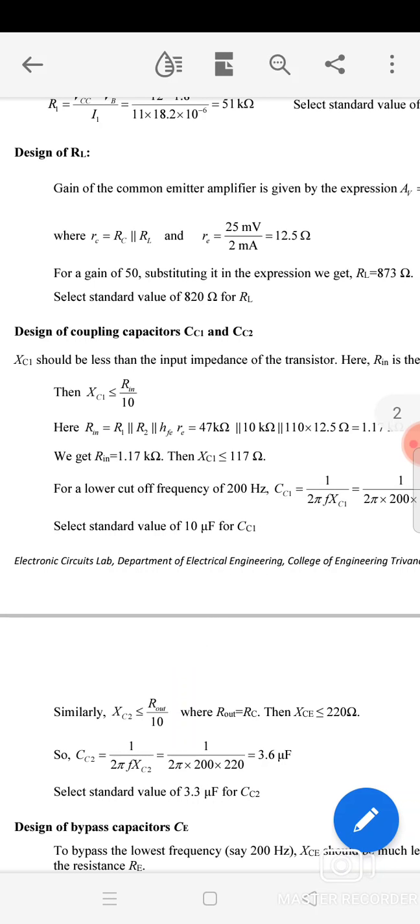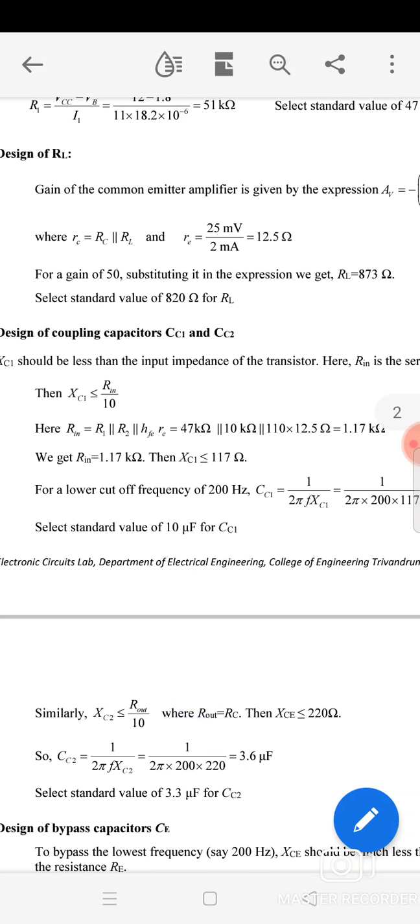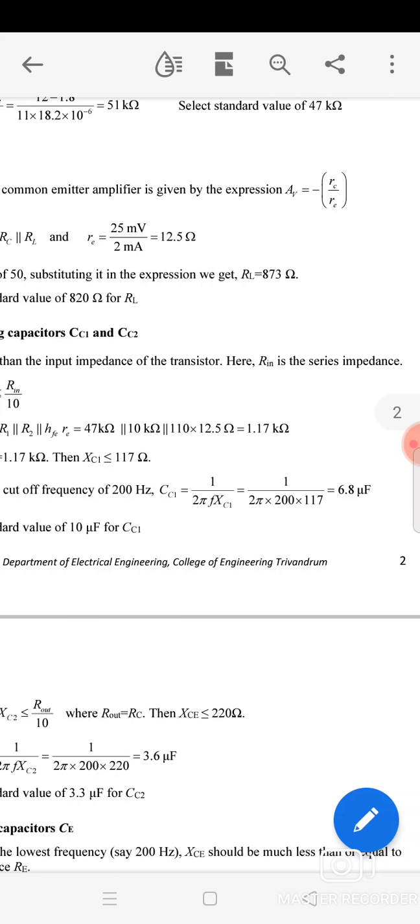Next, we get Rin as 1.17 kilo ohms, then XC1 is less than 117 ohms. So the XC1 value is less than 117 ohms. For a lower cutoff frequency of 20 Hz, CC1 is equal to 1 by 2 pi FC1, that is 1 by 2 pi times 20 Hz, and XC1 is there how much?